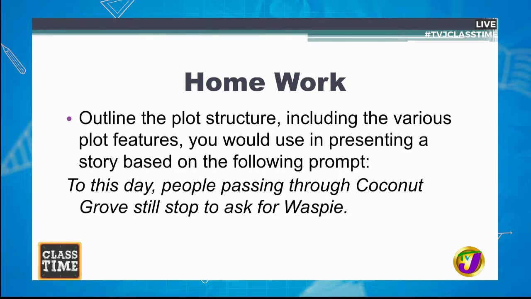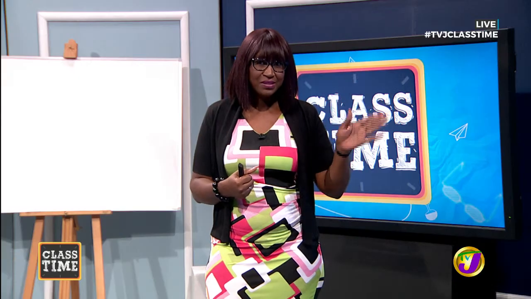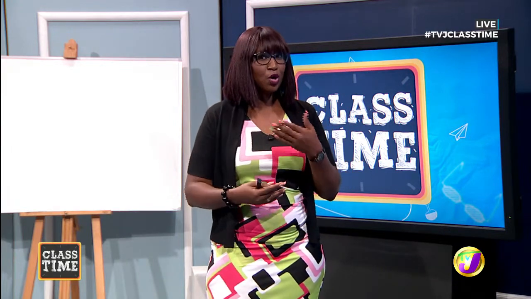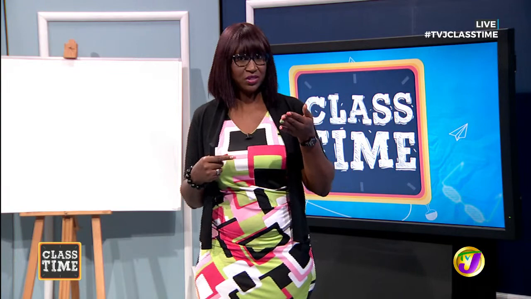So you have to make sure, visualize this now. Who is Waspy going to be in your story? Is he going to be your protagonist? Is he going to be your antagonist? The next thing you have to ensure you do, what type of situation are you going to set up in your story? How are you going to build the story up to the climax? So what are the different events that will contribute to the rising action?